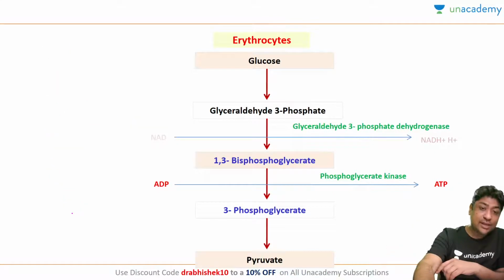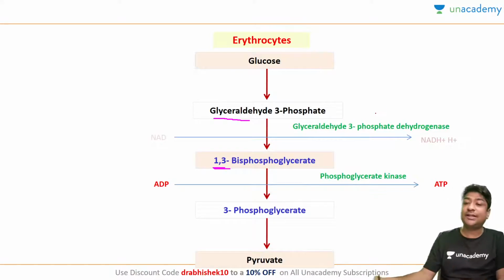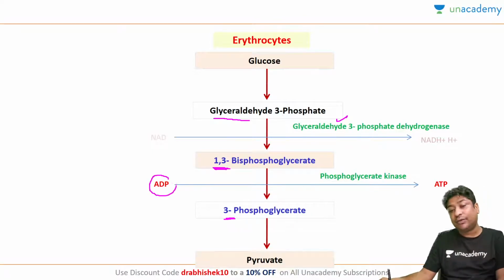So first, let's look at this reaction. This is basically an overview of glycolysis. So what happens? One step particularly we are going to learn is this glyceraldehyde 3-phosphate is converted into 1,3 bisphosphoglycerate. The enzyme is glyceraldehyde 3-phosphate dehydrogenase, and then 1,3 bisphosphoglycerate is converted into 3-phosphoglycerate, and 1 ADP is converted into 1 ATP, and the enzyme is phosphoglycerate kinase.